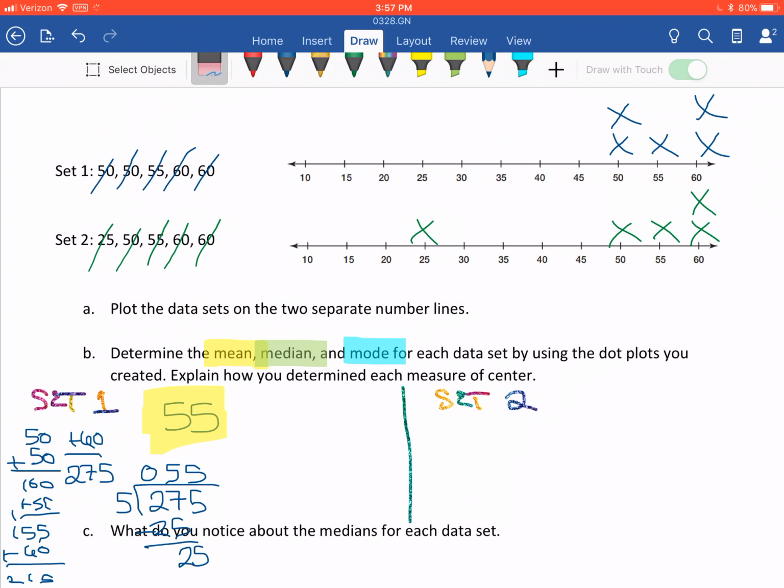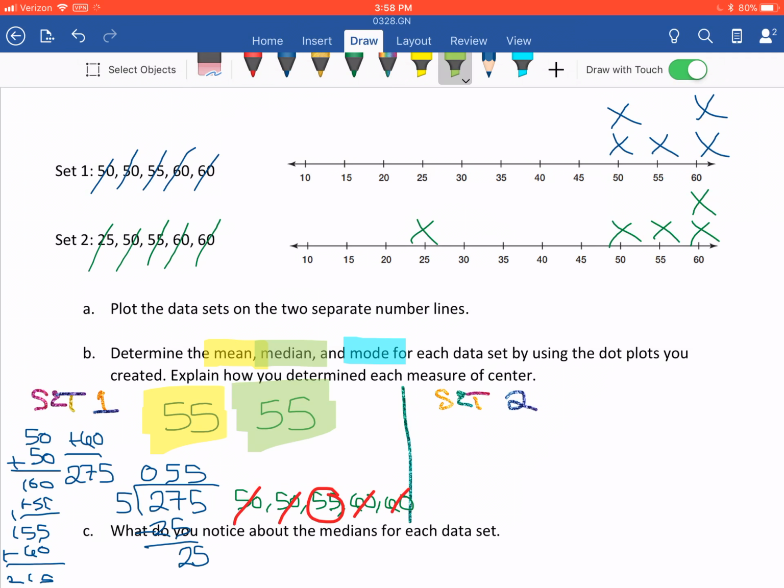Okay, now we need to find the median, so we can line them up in order from least to greatest. Go ahead and do that here. 50, 50, 55, 60, 60. Now I need to cross them off one by one until there's one left in the middle for that median. I'm going to write it right here. I'm going to highlight it in green because that is my median.